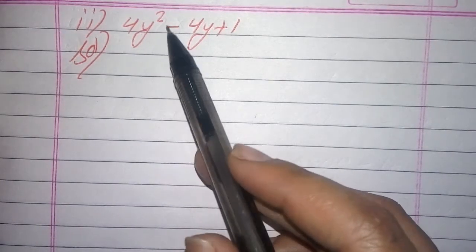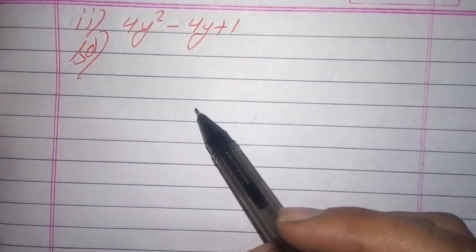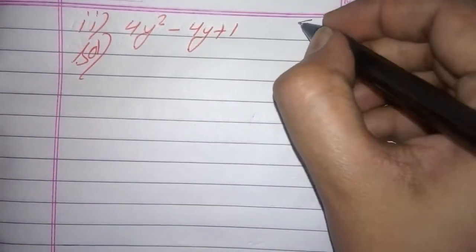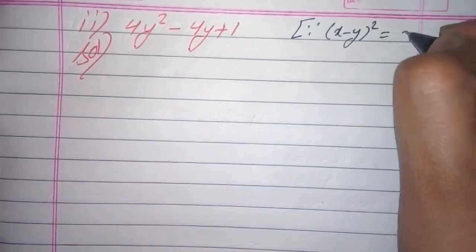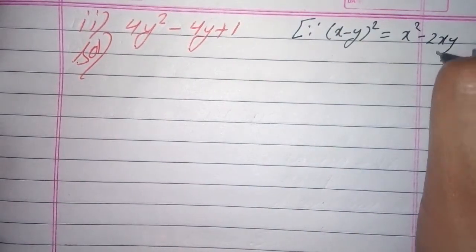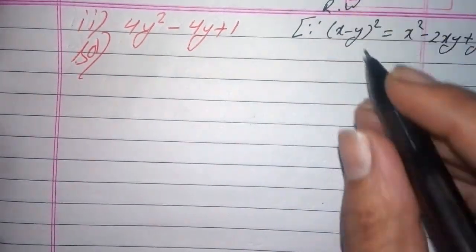The right hand side of the second identity is x square minus 2xy plus y square. Okay, our second identity, it is only for the rough work. So (x minus y) square equals x square minus 2xy plus y square. Okay, no need to write. This is only the rough work.